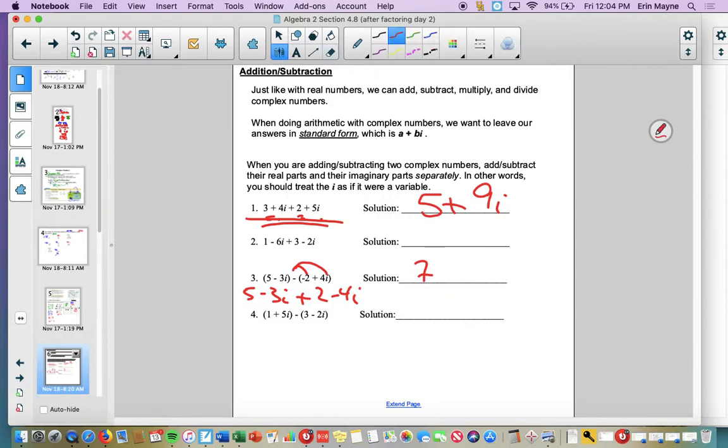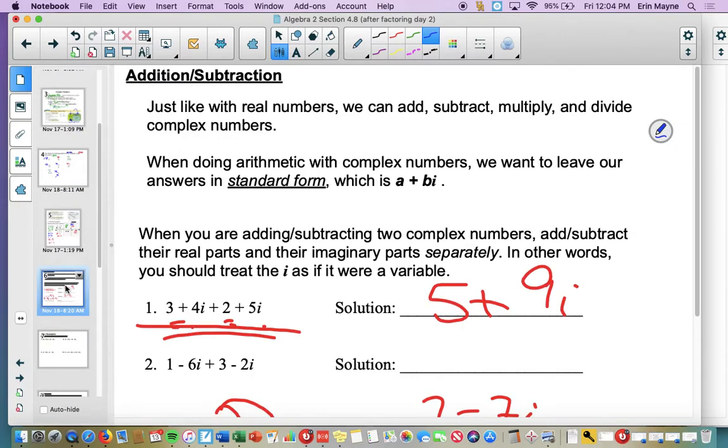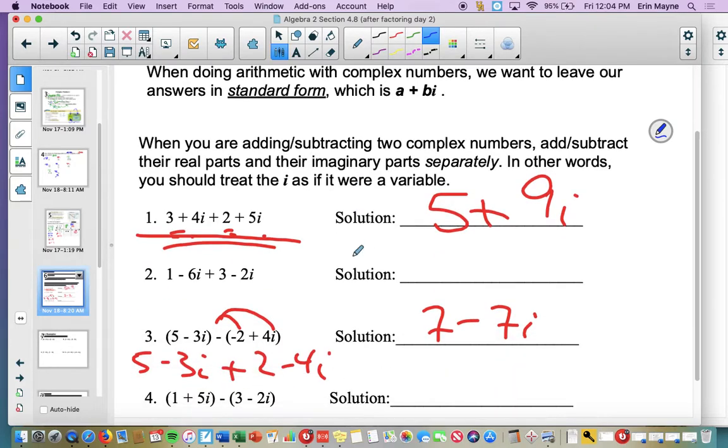Do me a favor, go ahead and hit pause and come back once you finish not only this slide, but if you would for me, if you get the hang of this, go ahead and do these 4 as well. Okay, so I'm going to go real quick through this. My answer here will be 4 minus 8i. Notice every single time I'm putting my answer in the form a plus bi.